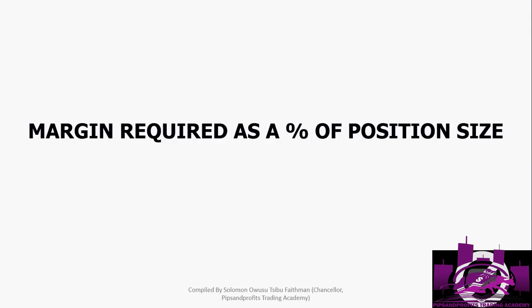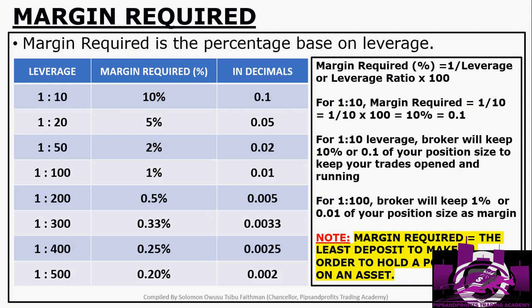All right. Now, I answered your questions, and then we went down to margin required as a percentage of position size, okay? So we said that margin required is the percentage based on leverage. And I said that, for instance, if you are being given leverage of 1:10, your margin required as a percentage is 10%. How did we get 10%? We said that margin required is equal to 1 over your leverage times 100, okay? Or it is your leverage ratio times 100. You can put it short that margin required is equal to 1 over leverage, or margin required is your leverage ratio times 100.